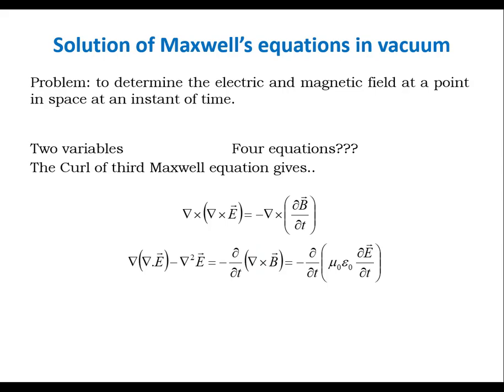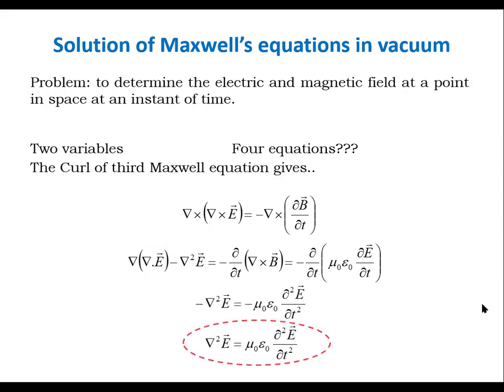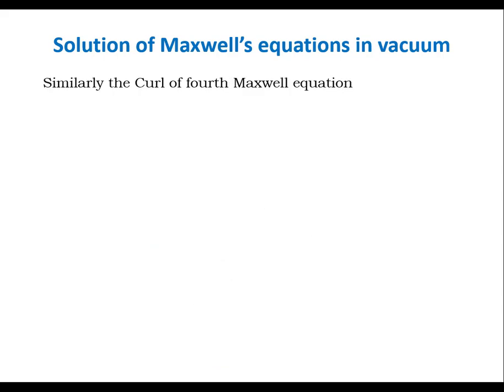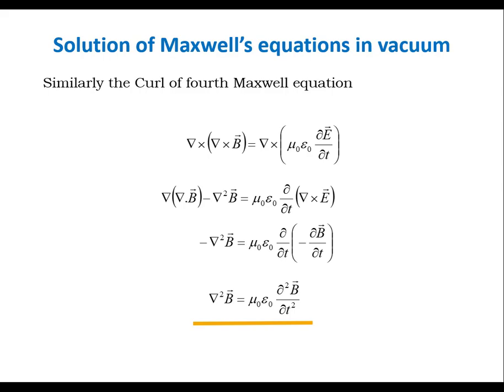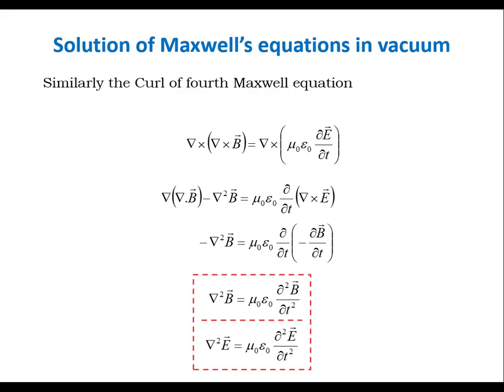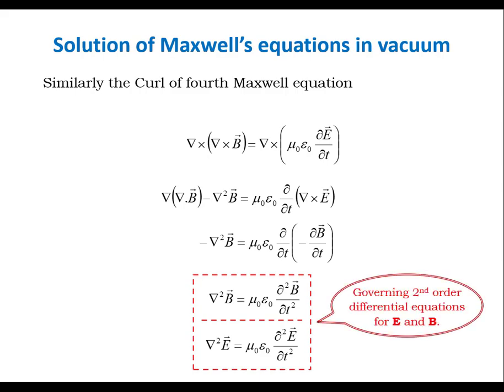Here we again reversed the order of derivatives with respect to space and time. Since the curl of the gradient of a scalar, or the gradient of divergence, vanishes in free space, it reduces to this. This equation contains only the electric field as a variable and can be solved to find it. In a similar way, you can find the equation for magnetic field induction B also, like this, this, and this. At this point, we have two equations, for B and for E. These are second order differential equations for the electric field and magnetic field induction.